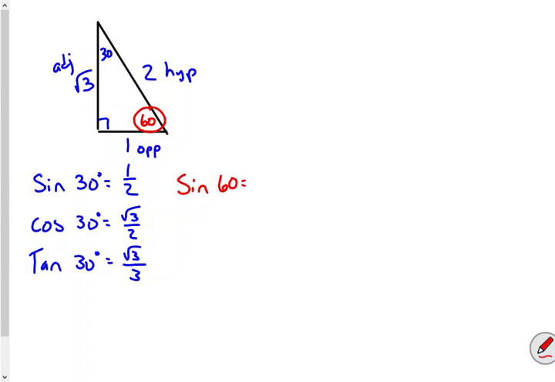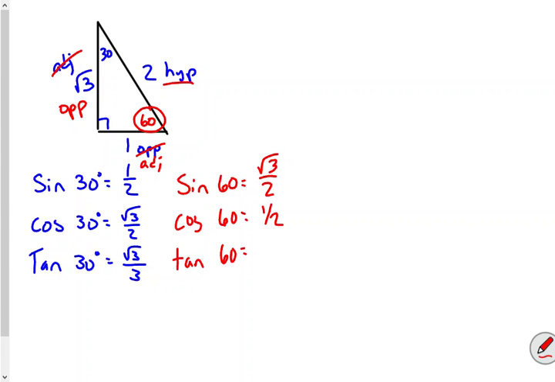Well, when we switch angles, of course we switch what becomes adjacent and what becomes opposite. This becomes opposite, this becomes adjacent, the hypotenuse stays the same, but the sine of 60 will actually become opposite, which is square root of 3 over 2. The cosine of 60 would switch and become the adjacent, which is 1 over the hypotenuse 2. And tangent will switch, so it actually becomes the opposite, which is square root of 3 over the adjacent, which is now 1, which is just a square root of 3.